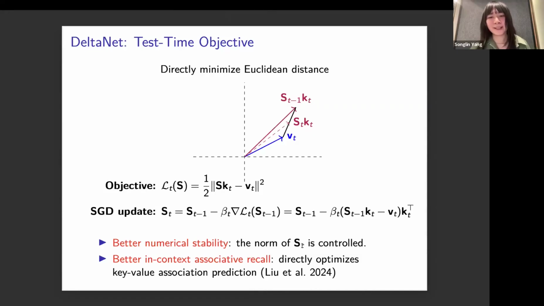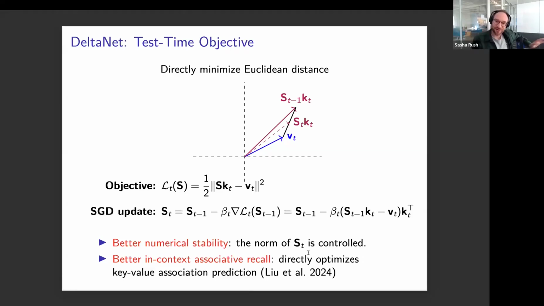Because once the norm of S_t is out of control, it will have a large penalty for it. Also, personally, if we want to build the key-value association, this regression loss is better to do so.